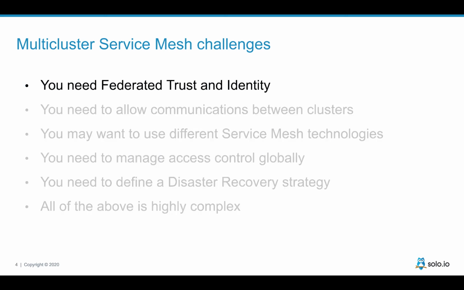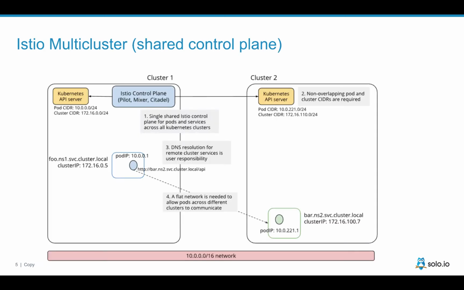So we are going to start this series with the federated trust and identity, and we'll take the example of Istio, and we'll start by looking at the different models you have when you want to use multiple clusters. One is called the shared control plane model, where you have only one control plane and you need a flat network between your two clusters. So that's not really commonly used.